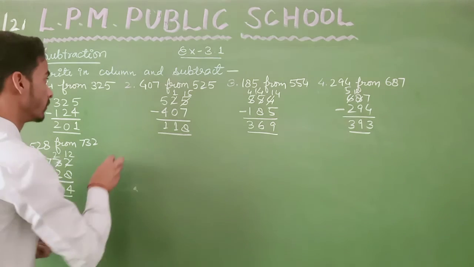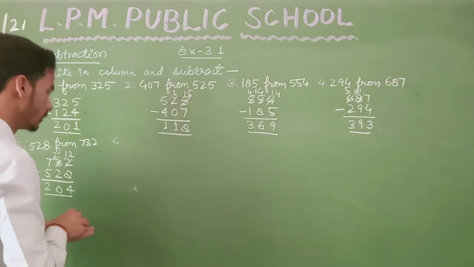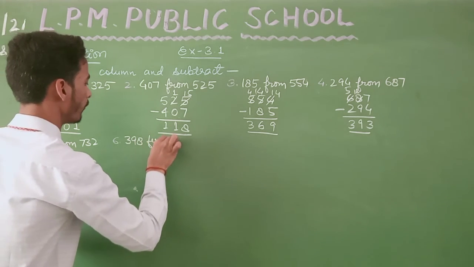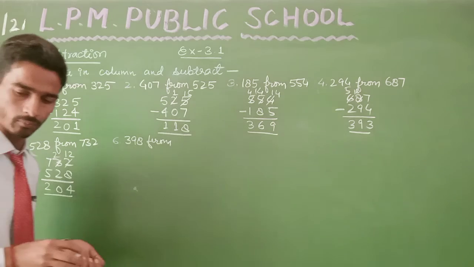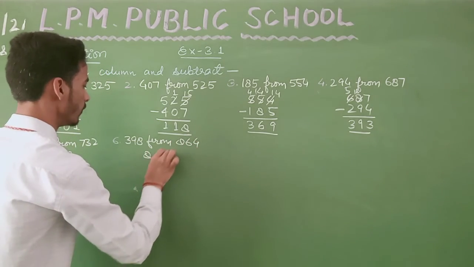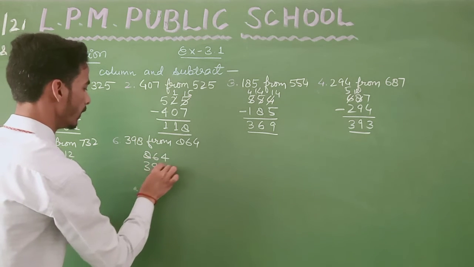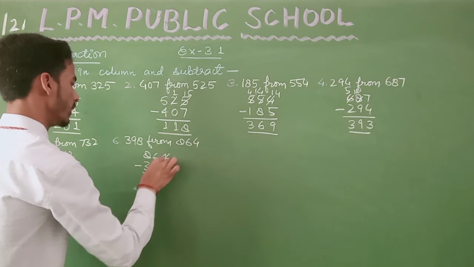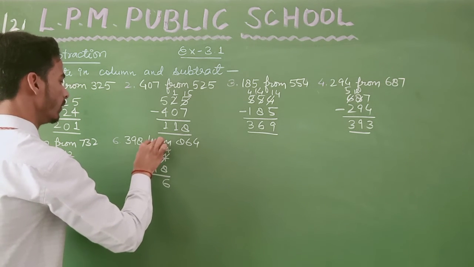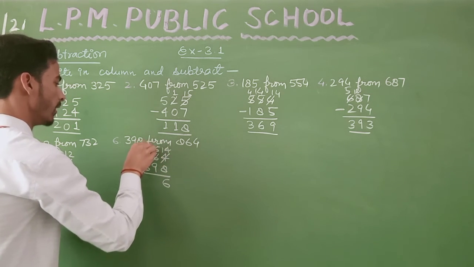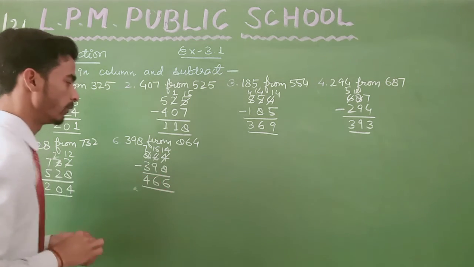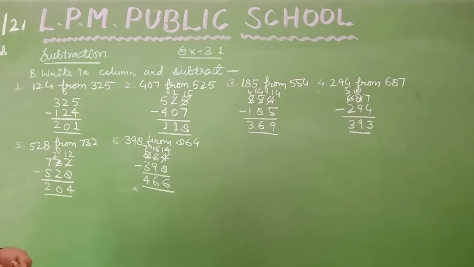The next one is 398 from 864. So 864 minus 398. 14 minus 8, 6, and that will be 5, 15, and that will be 7. 15 minus 9, 6, and 7 minus 3, 4. So 466.